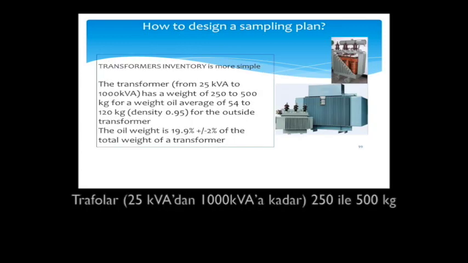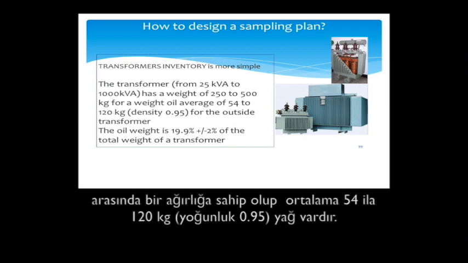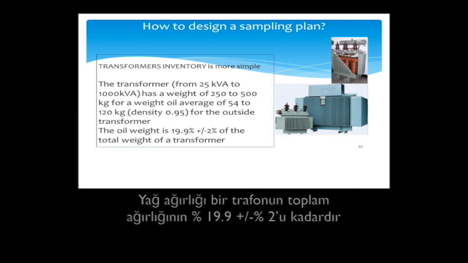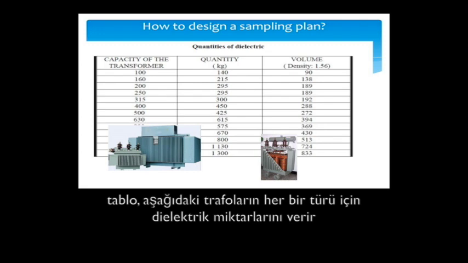Transformer imagery is more simple. A transformer from 25 kilovolt-ampere to 1000 kilovolt-ampere has a weight from 250 to 1500 kilos, with an average oil weight of 54 to 120 kilos, with a density of 0.995 for the outside transformer. The oil weight is around 20% plus or minus 2 of the total weight of the transformer.